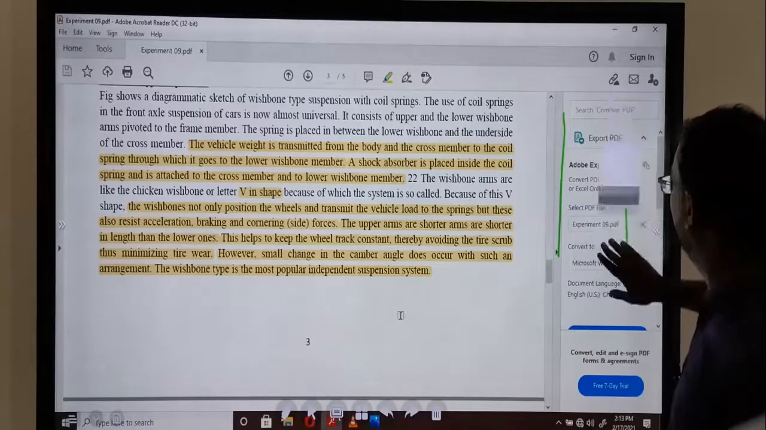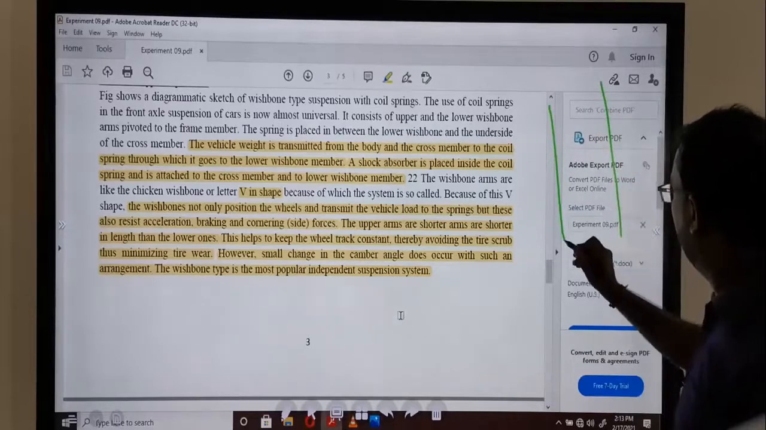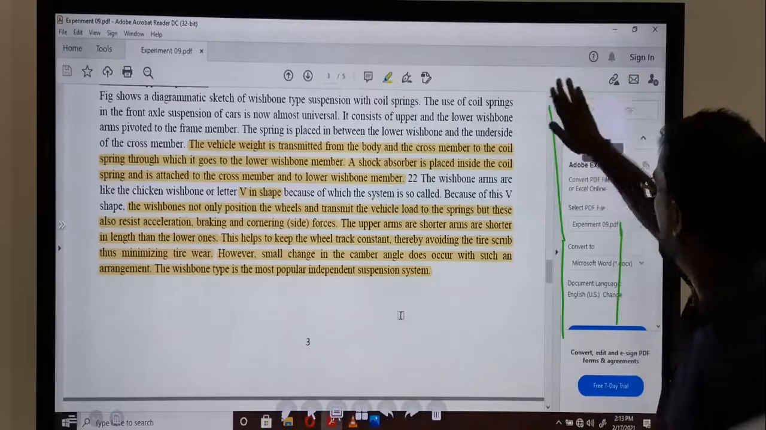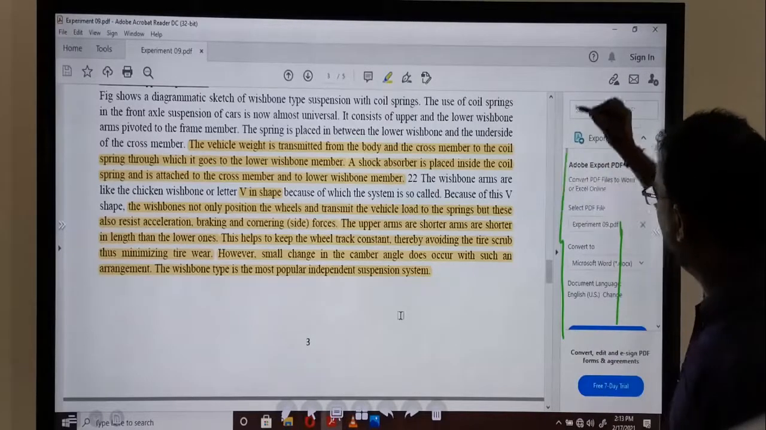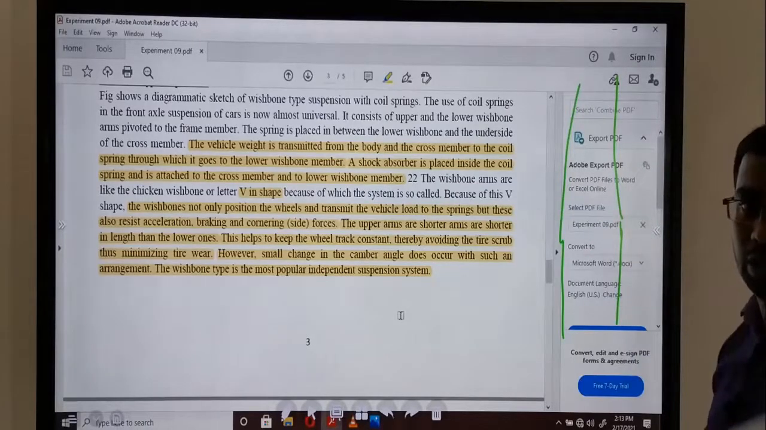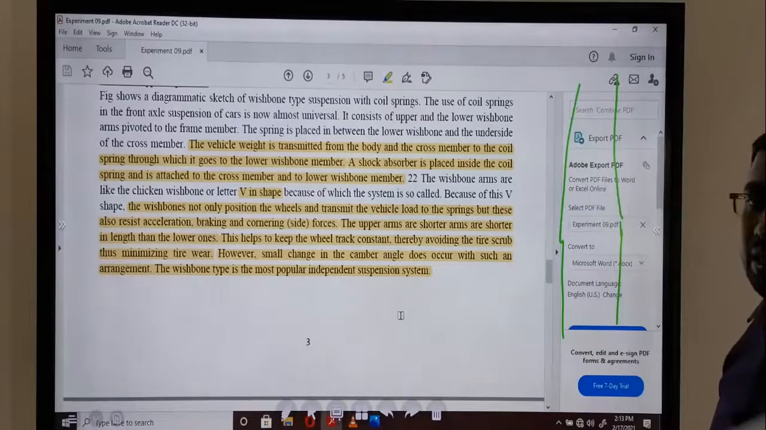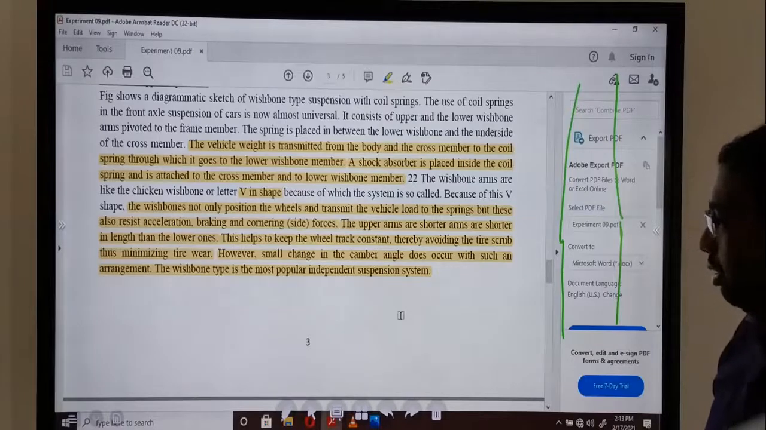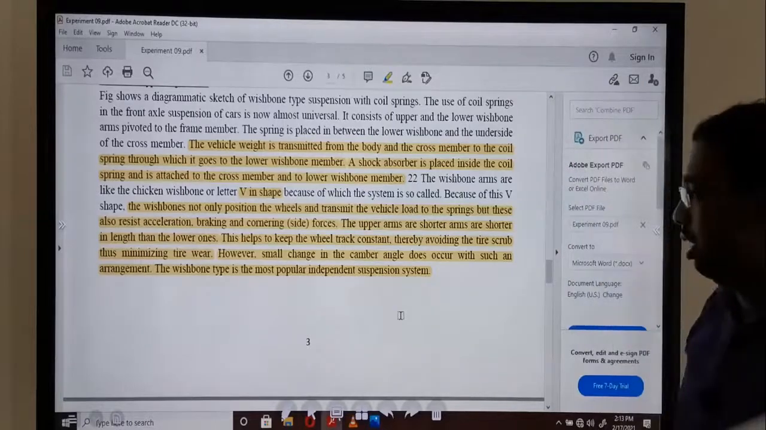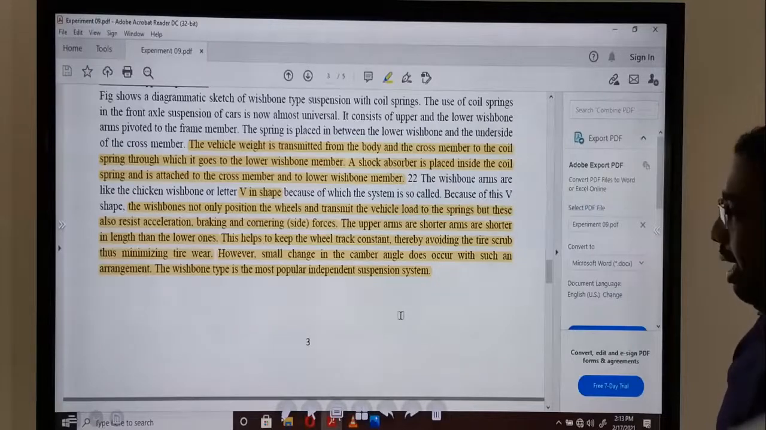If the vehicle moves like that, for example, first it goes here, or sometimes the movement, for example, is like this, okay. So this is not constant. This time the tire faces so much wear. So this type of arrangement minimizes the tire wear also, okay. However, a small change in the camber angle does occur with such an arrangement.